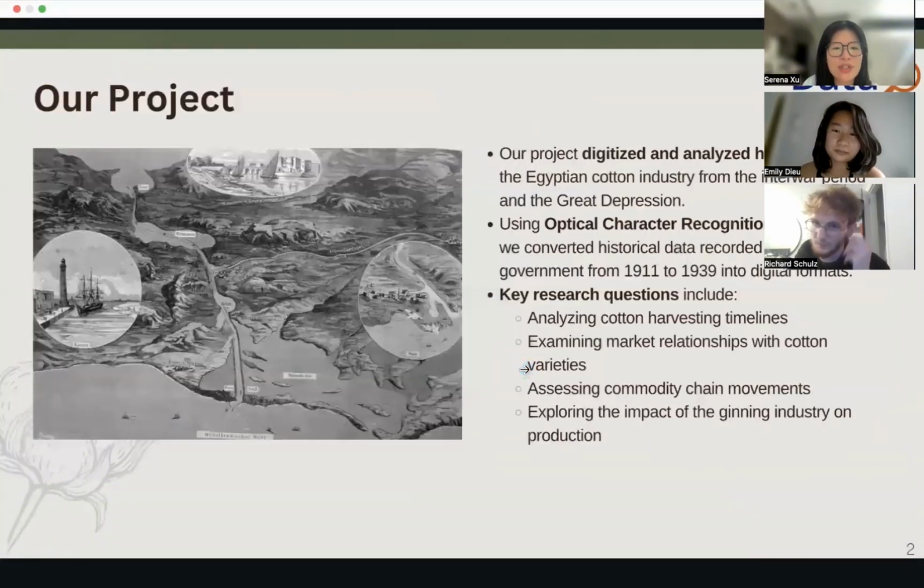Our project focused on digitizing and analyzing historical data on the Egyptian cotton industry during the war period and the Great Depression. We use OCR to convert data recorded by the Egyptian cotton government from 1911 to 1939 into digital formats. Our key research questions include understanding cotton harvesting timelines, market relationship with the different cotton varieties, commodity chain movements, and the impact of the ginning industry on production.